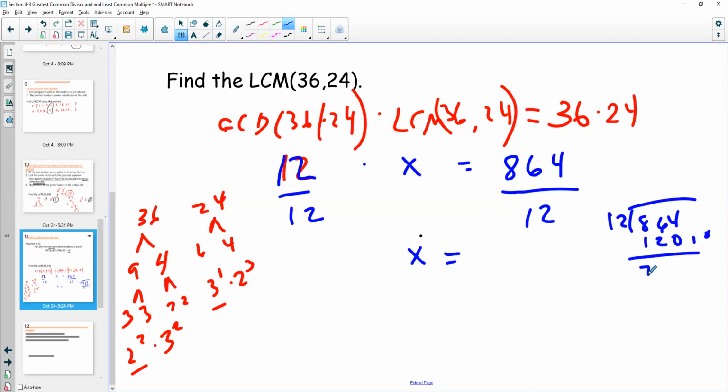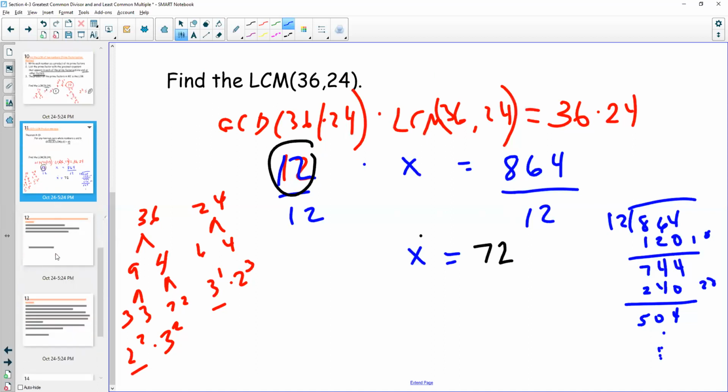We'll use our partial products here, right? I could do 240, that would be 20. That would get me 504. I could do, you keep going, right? You get how to divide. So I know when I do all that division all the way through, I'm going to get 72. So what I know then is that the least common multiple here is 72. 864 divided by 12 got me 72. I know 12 is the greatest common denominator.